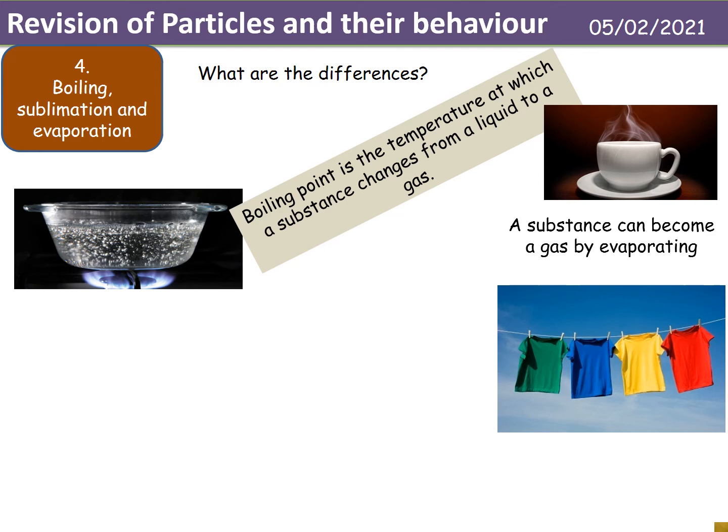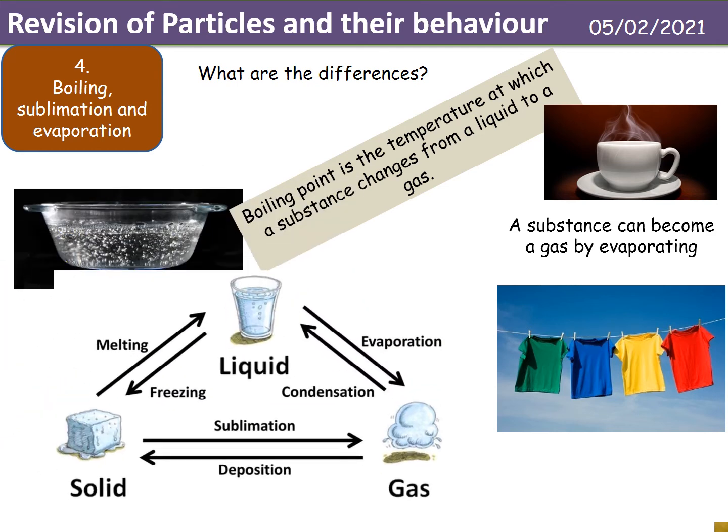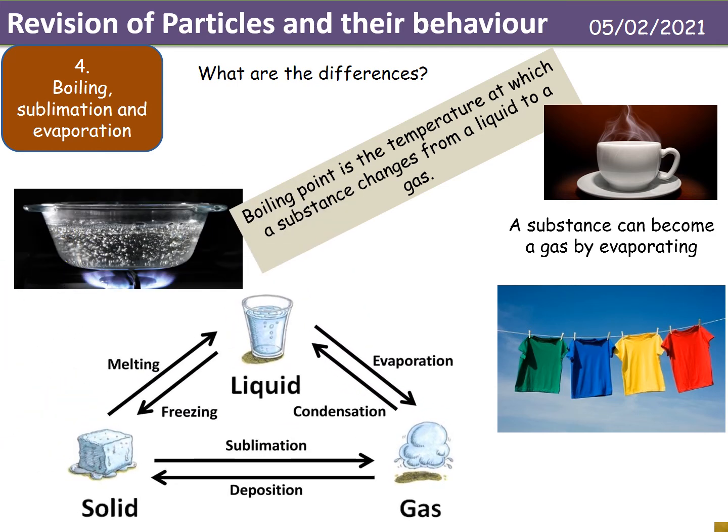Other key processes we looked at: sublimation. Sublimation is when you go straight from a solid to a gas. This process bypasses the liquid phase. And going from a gas to a solid is known as deposition. When you go from a gas to a liquid, that is known as condensation. So these are all the keywords that you have learned about in previous lessons.